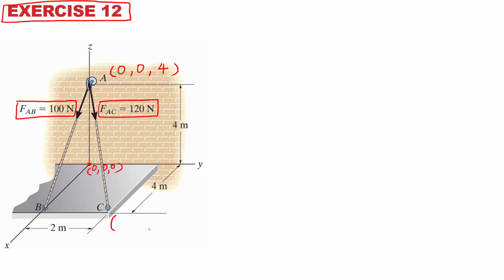Next, how about C? X, you need to move by how much? 4 meters, right? So 4. Y, you need to move by 2 meters, so 2. How about Z? Z is nothing, so 0. This is coordinate C. Finally, coordinate B would be x, 4 meters. Y, nothing, 0. Am I right? Yeah. And how about Z? Z is also 0.